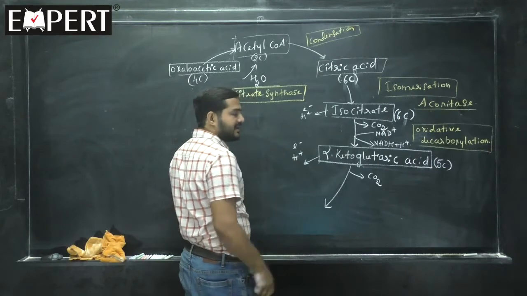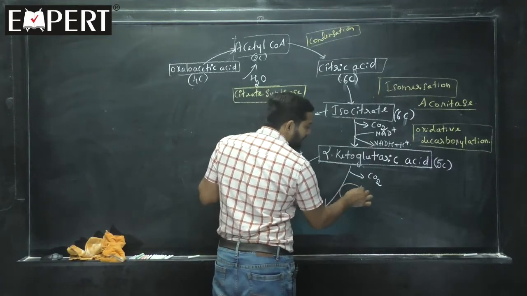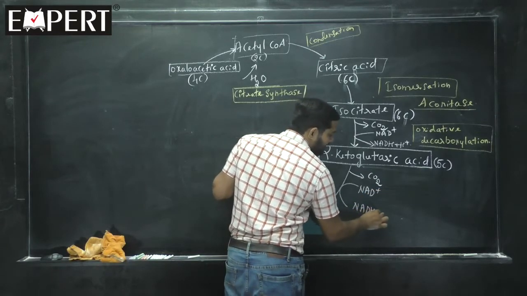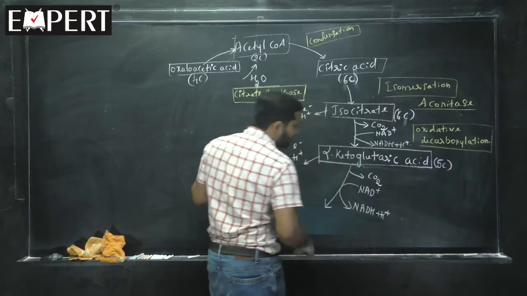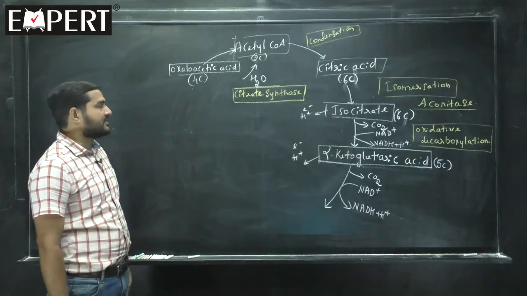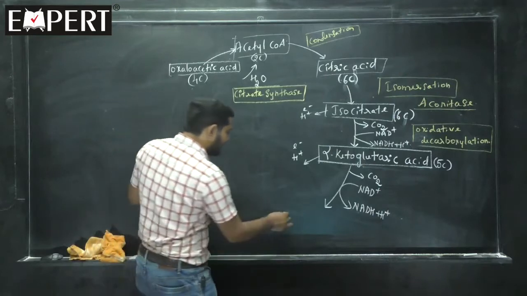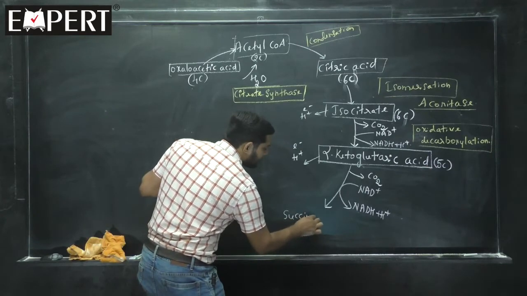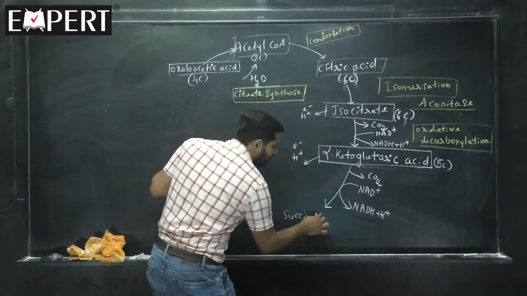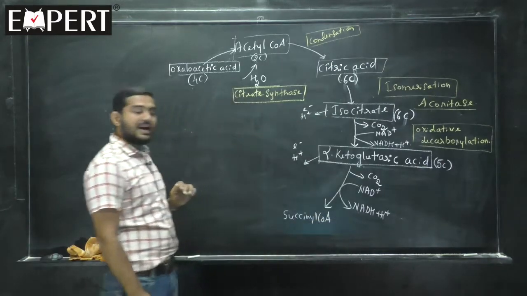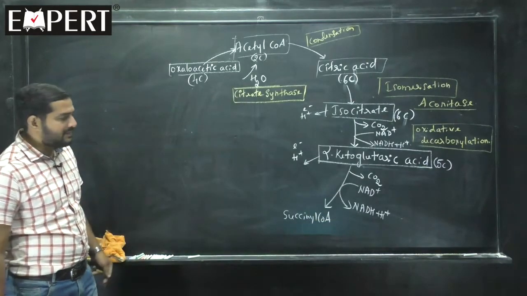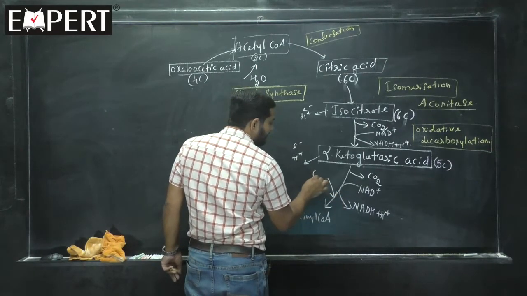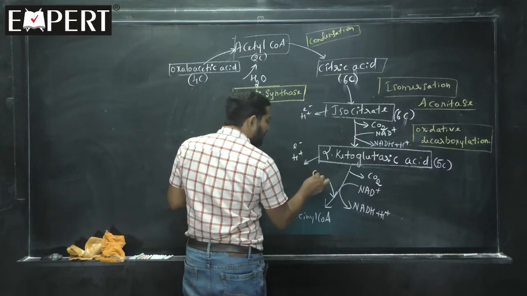It is an oxidation step, where NAD plus will become NADH plus H plus, and the product is called succinyl CoA. You know acetyl CoA, right? It is succinyl CoA. That means, do you feel coenzyme A is required here? Yes, the enzyme requires a cofactor, coenzyme A.